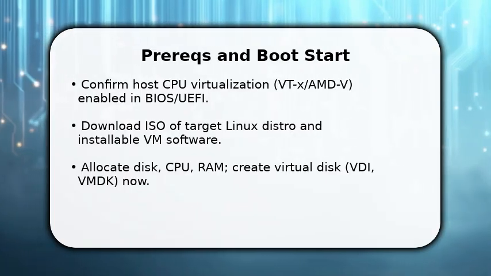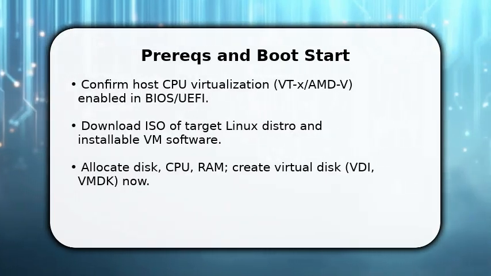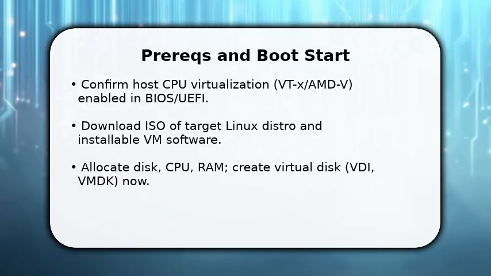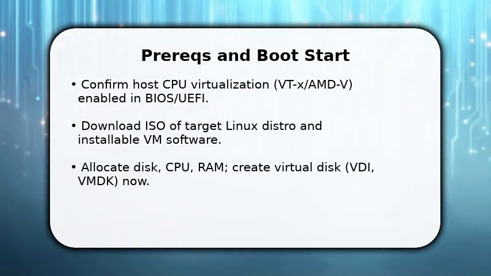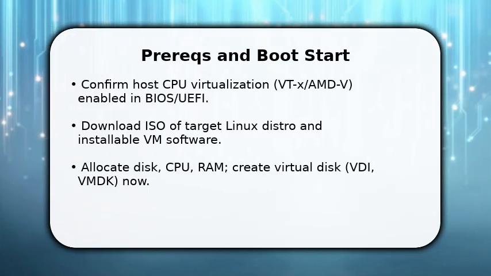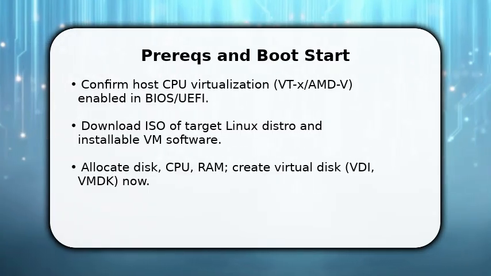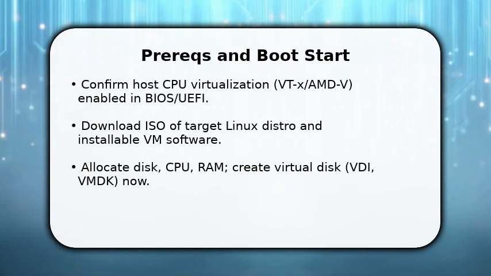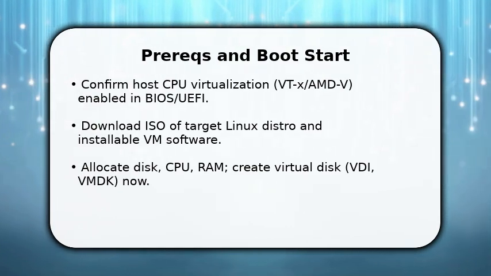Next, create a new VM and assign CPU cores, memory, and a virtual disk. This initial allocation determines performance. Make sure to choose disk type and storage controller. You do these steps first because hardware pass-through and disk format are foundational and harder to change later.